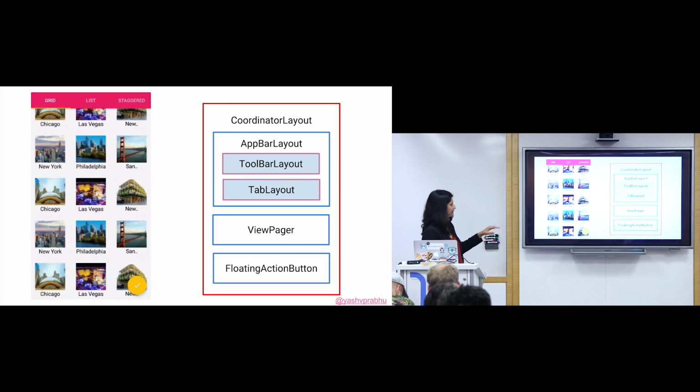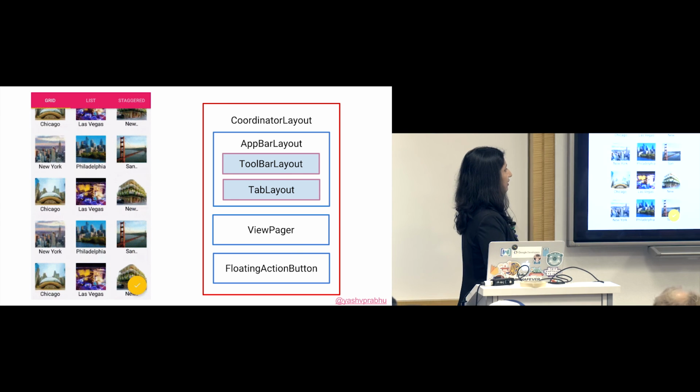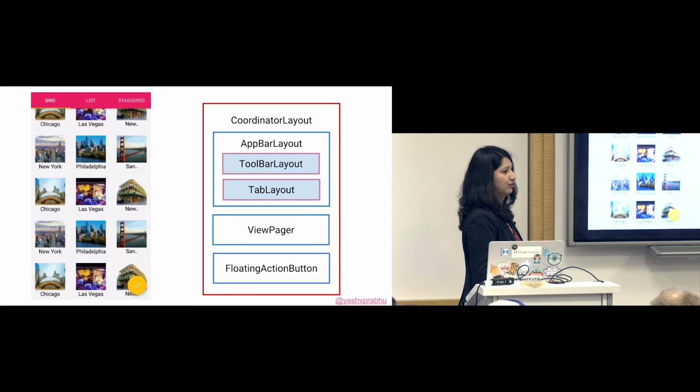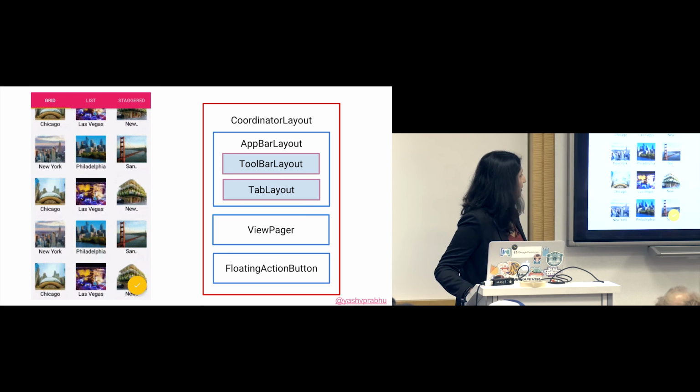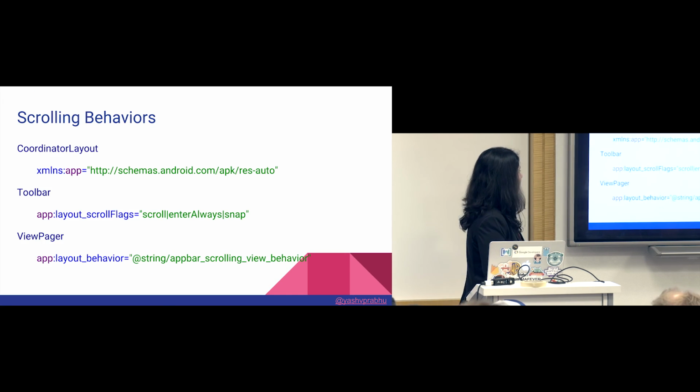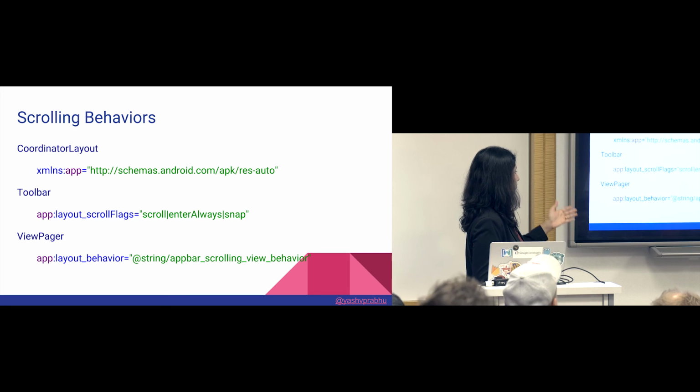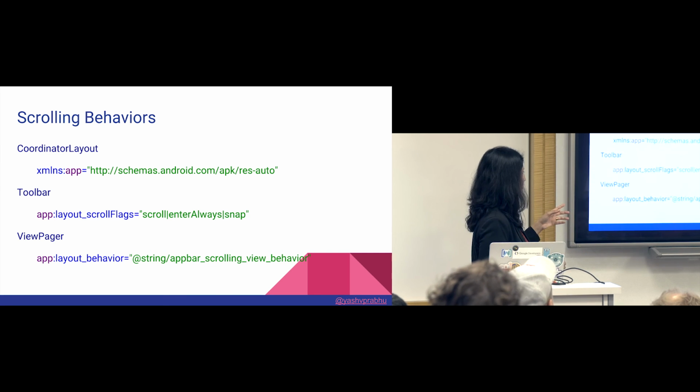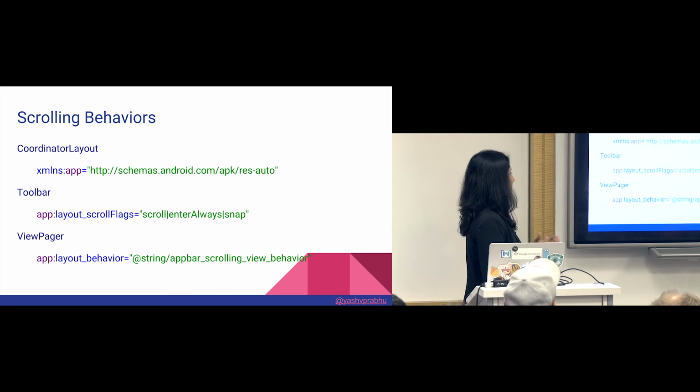And finally, you have the floating action button, which is laid on top of that. So this is how you can visualize this. And in XML, your coordinator layout should have this app namespace, and the toolbar would have some layout scroll flags. It's a must to have scroll on that because the toolbar reacts to scrolling events that are happening in the view pager. So you can also set other flags like enter always and snap. There are like 4 different ones that you can use.